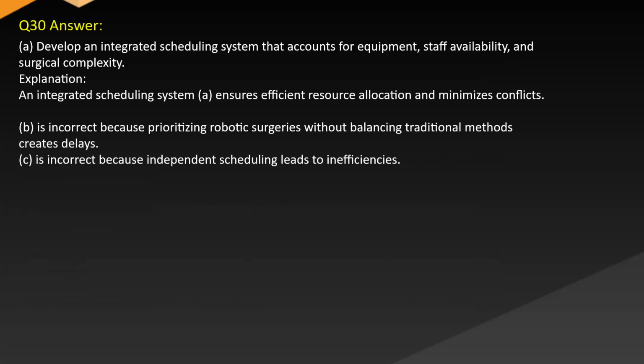Answer: A. Develop an integrated scheduling system that accounts for equipment, staff availability, and surgical complexity. Explanation: An integrated scheduling system ensures efficient resource allocation and minimizes conflicts. B is incorrect because prioritizing robotic surgeries without balancing traditional methods creates delays. C is incorrect because independent scheduling leads to inefficiencies.